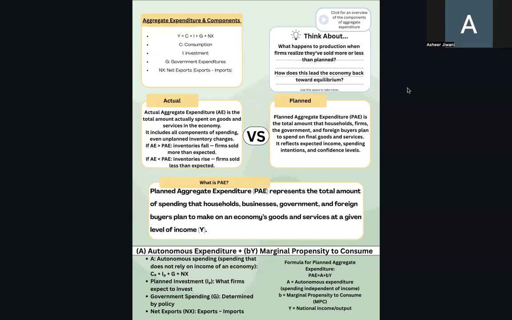So when you put it all together, you'll find that PAE equals A plus BY, the planned aggregate expenditure equation, which means that total planned spending equals fixed autonomous spending plus the part that rises with income. When planned aggregate expenditure and aggregate expenditure are equal, the economy finds balance. That's called the Keynesian equilibrium. And that's basically just a very simple breakdown of how aggregate expenditure and planned aggregate expenditure can be shown on a graph through an equation to explain Keynesian equilibrium.